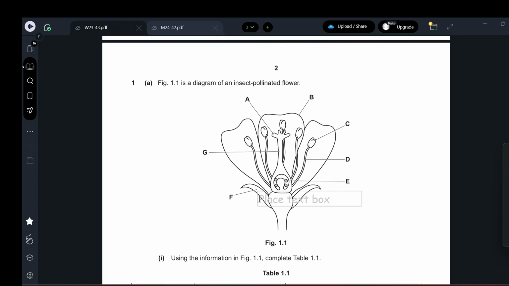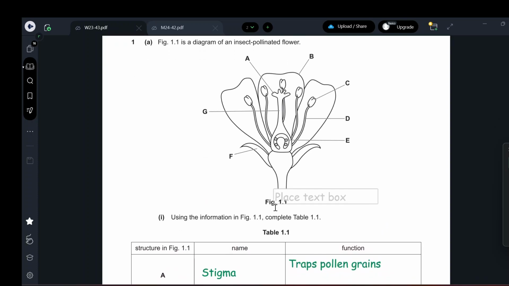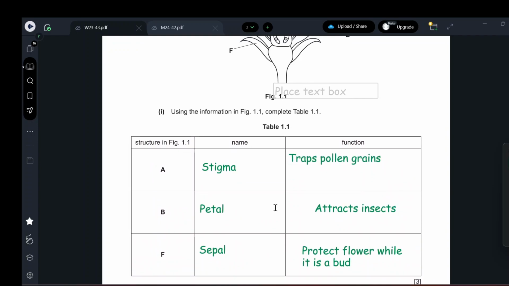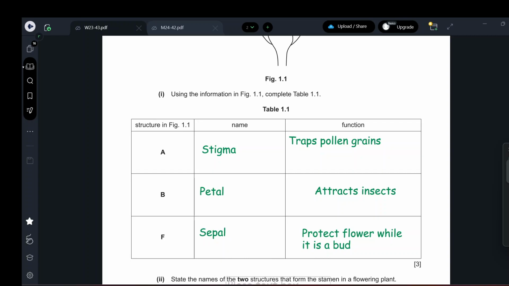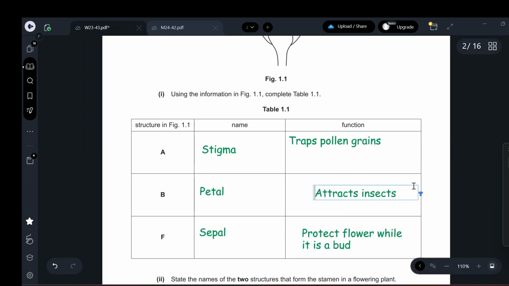F is the small green leaves at the bottom. These are the sepals. What do the sepals do? They protect the flower while it is a bud. The following question, state the names of the two structures that form the stamen in the flower.